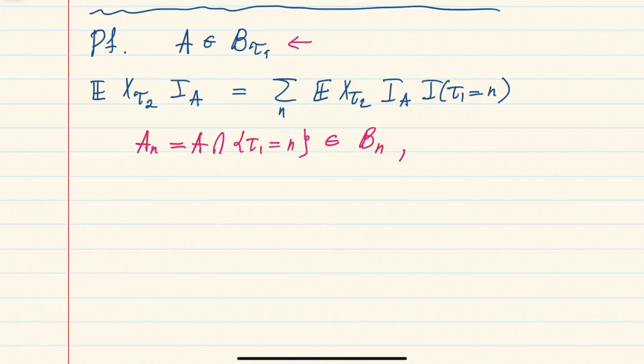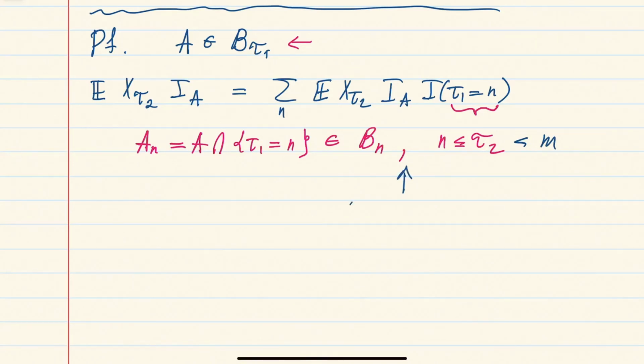We also know that tau2 is greater than tau1, so on this particular set, when tau1 is equal to n, we also know that tau2 is greater than or equal to n. Okay, so we can add that condition if we need to, or remove it. And what we'll do with this second condition is approximate it by the condition that tau2 is in between n and some large number m.